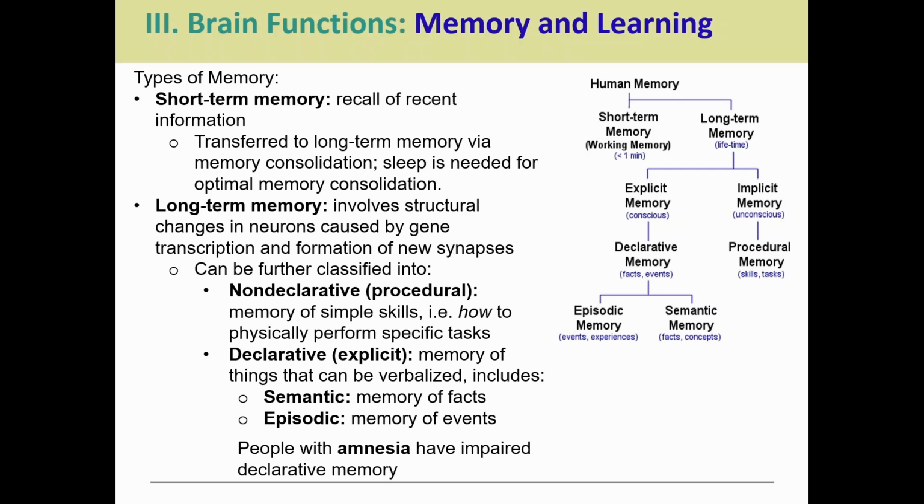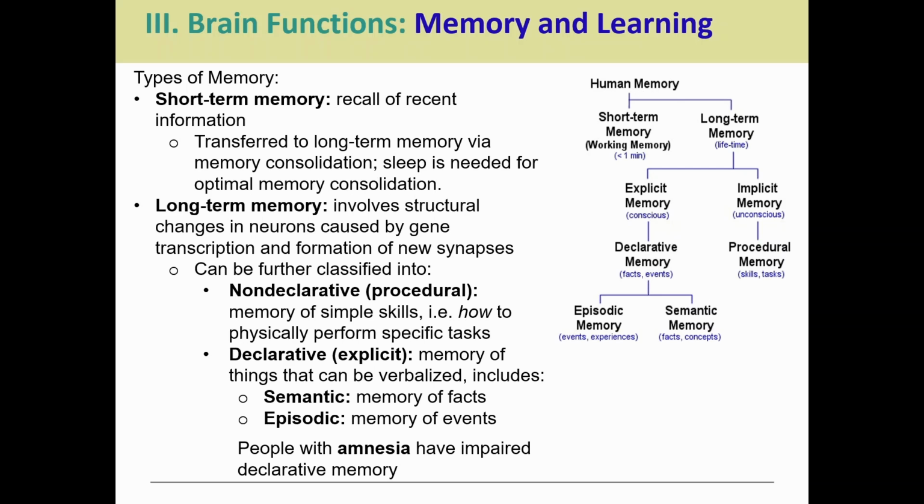Long-term memory, right, this is where we are forming new synapses, and there's a couple different forms of long-term memory. There's non-declarative, which is procedural. This is like how to do something. So like how to hold a fork to eat your food, or how to ride a bike, right? Those types of things, like simple skills to perform a specific task, like how do you hold your pencil.